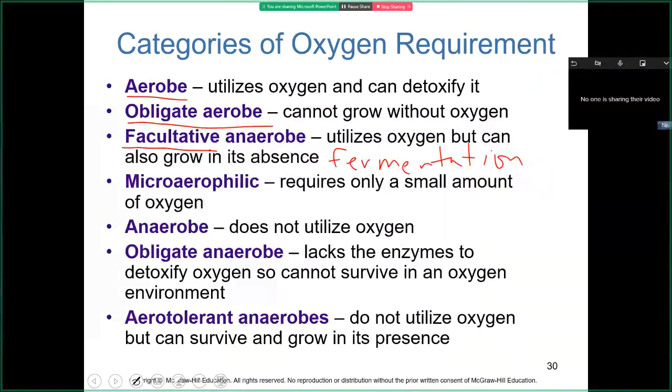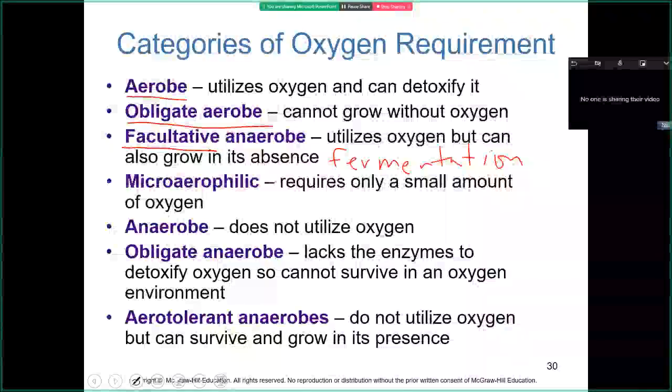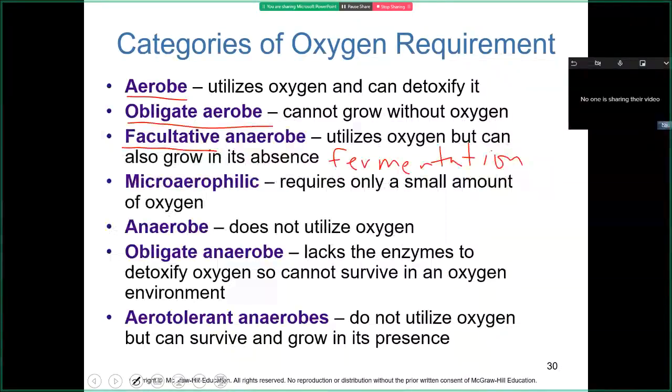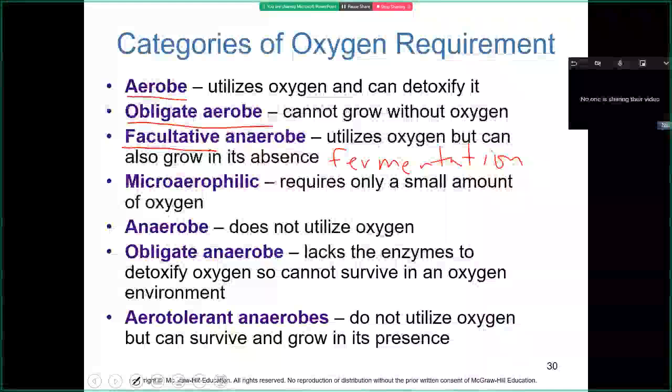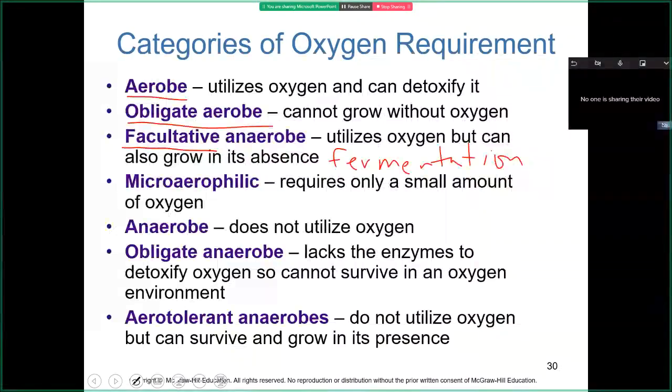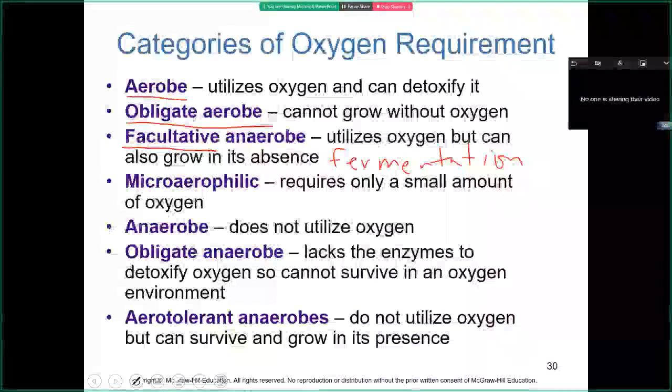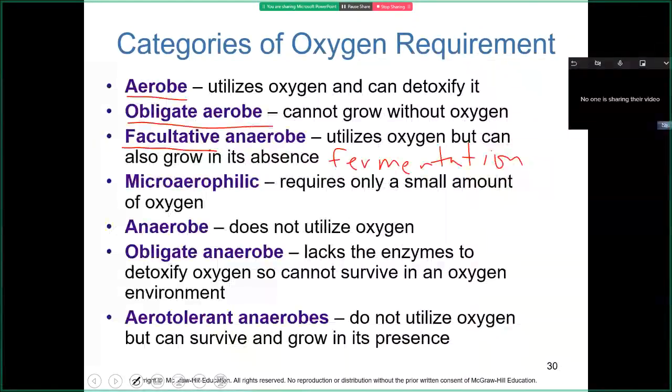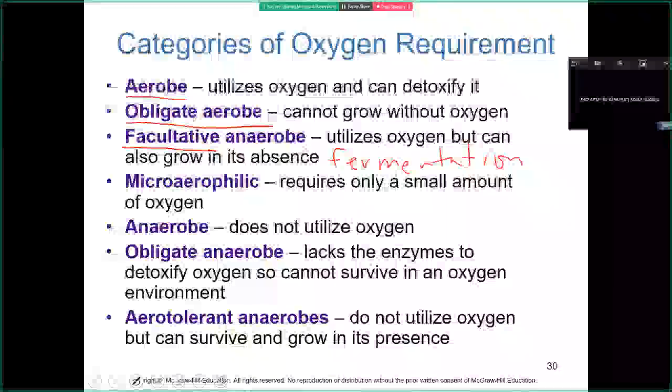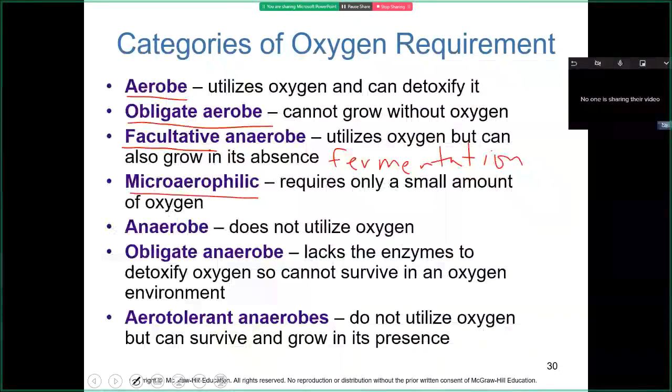They don't care. Some organisms need oxygen, and they'll always need it, but the amount that they require is very limited. So they don't have a whole lot of SOD, and they don't have a whole lot of catalase or other enzymes to detoxify these forms of oxygen that would tend to kill things. So there are microaerophilic organisms that live in environments where the oxygen level, or as we say, oxygen tension, is kind of low. It's there, but not super abundant. And then we have forms that are anaerobic, that don't use oxygen.